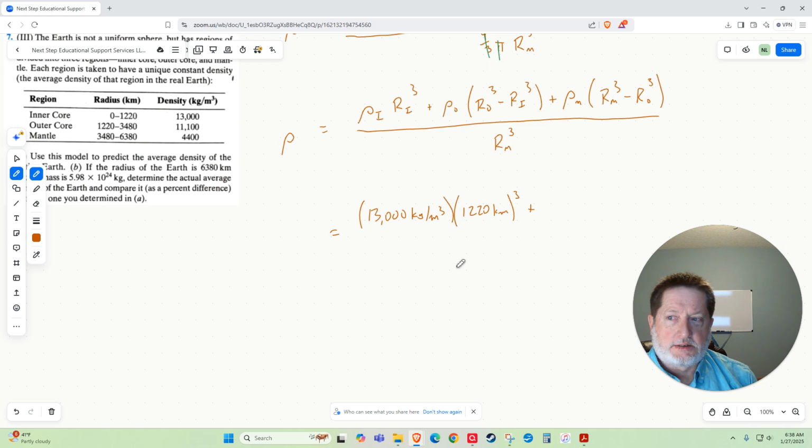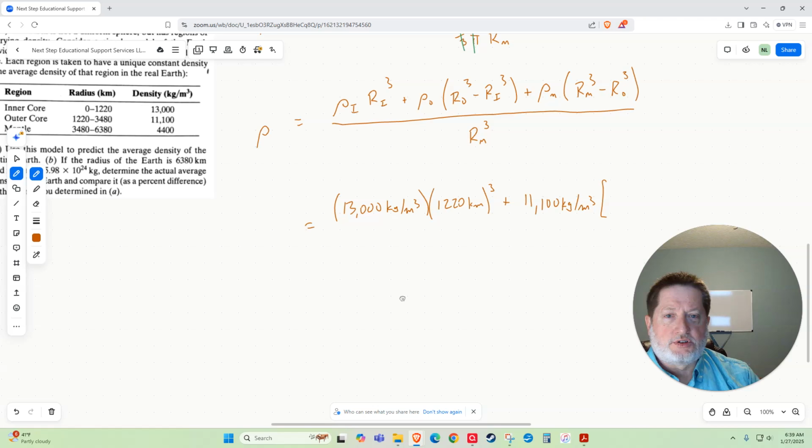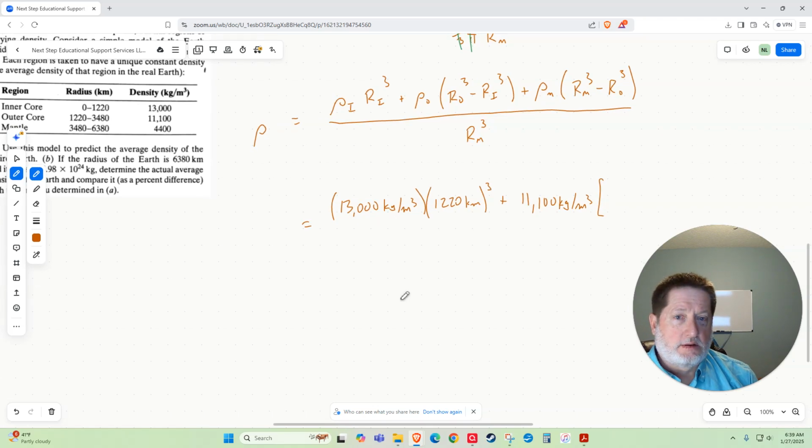Next one, we have the density of the outer core, which is 11,100 kilograms per cubic meter. We're going to multiply that by the difference of the cubes of the radiuses. So the outer core radius is 3,480 kilometers, cubed, minus the inner, which is 1,220.